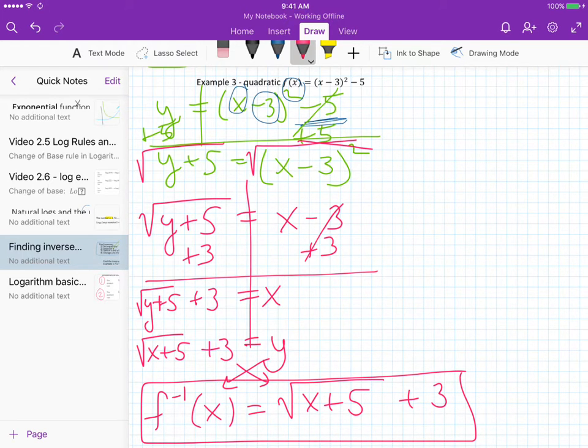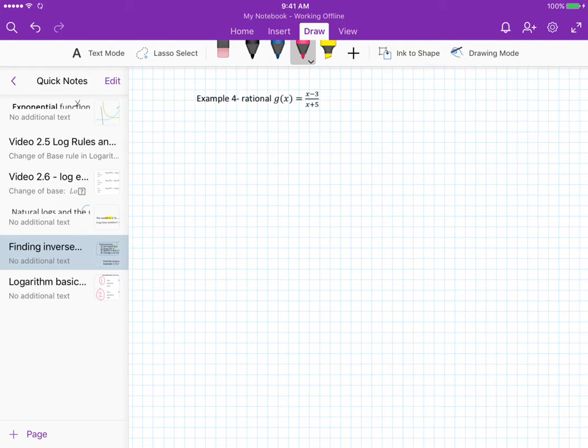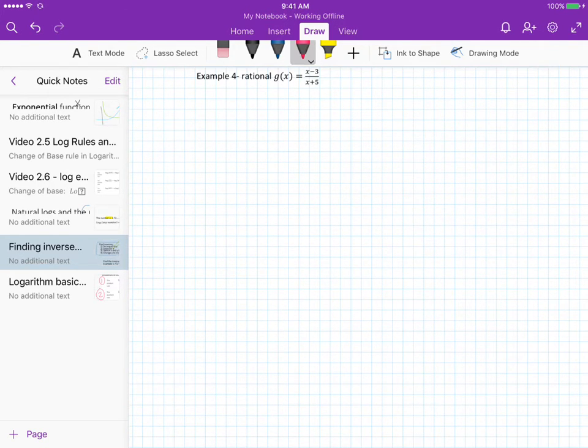And one final example with a rational function. Now, I see here g of x. It does not matter that it's g of x versus f of x versus h of x. I'm still going to do the exact same thing. So I'm going to start by writing, instead of g, y equals.